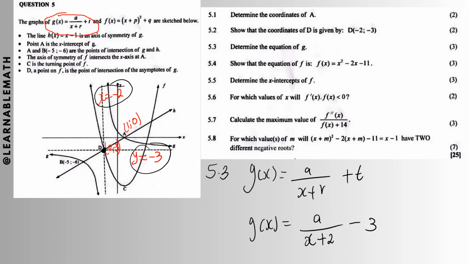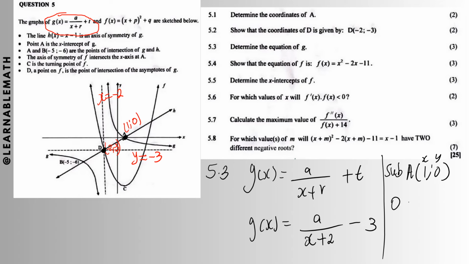So we are left to solve for a, right? To solve for a, obviously you just get any point on the graph of g. So we have a point A there, which is 1 and 0. So I'm just going to substitute point A, which is 1 and 0. This is x, this is y, and solve for a, right? So where there is y, we're just going to put 0. Where there is x, we're going to put what? We're going to put 1.